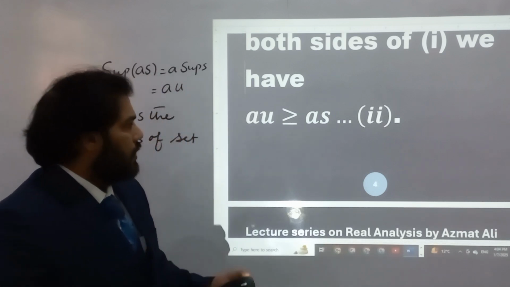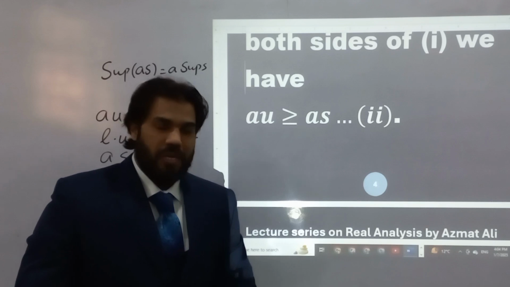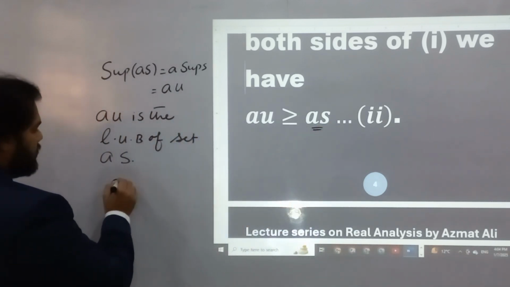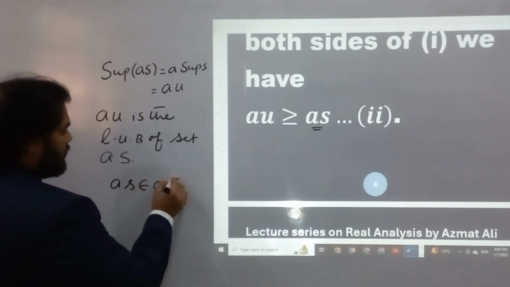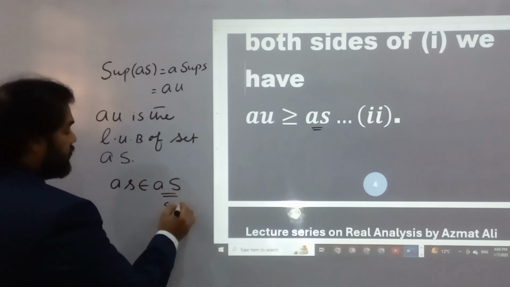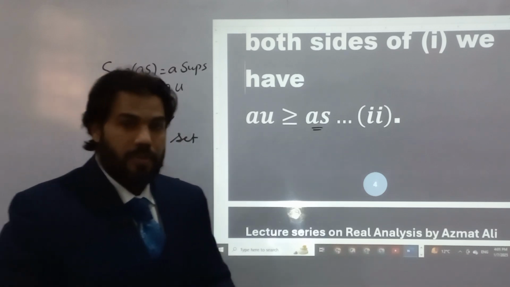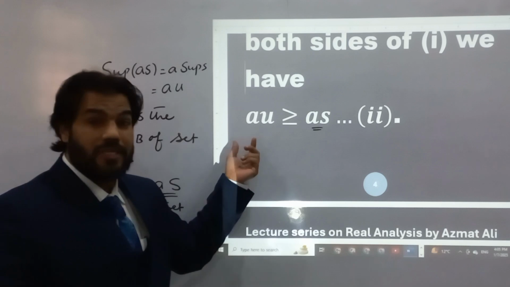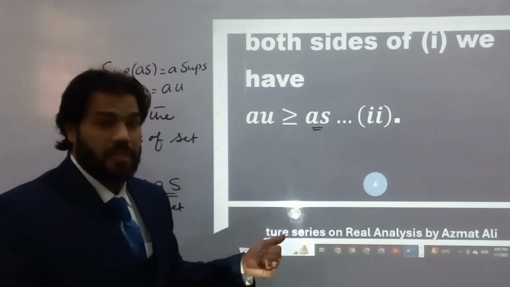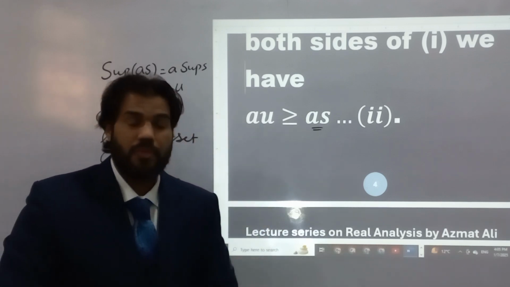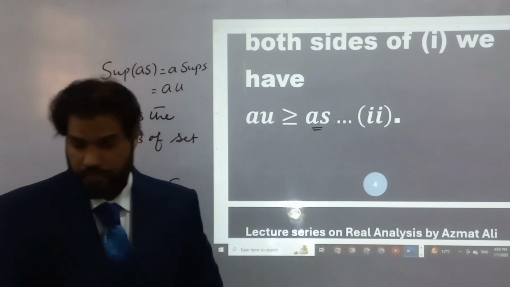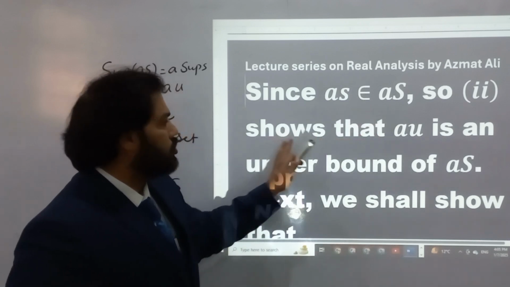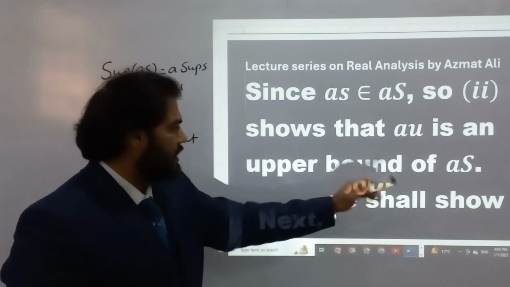Further, now from inequality number 2, the element AS belongs to the set AS. This is the set AS. If AS is any arbitrary element of this set AS, and AU is greater than or equal to every element AS, then AU is an upper bound of set AS. Since AS is an element of set AS, 2 shows that AU is an upper bound of set AS.